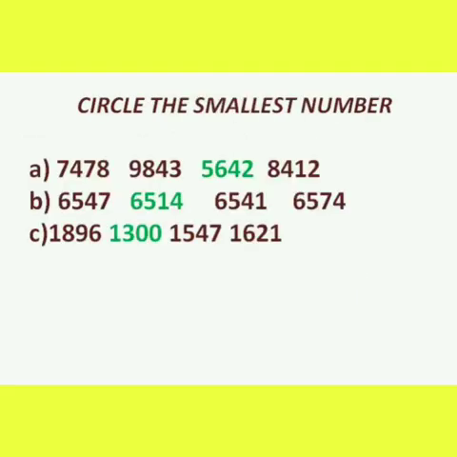Next, circle the smallest number. In the first example, 5642 is the smallest number by applying all the 4 steps we have discussed already. For the second one, 6514 is the smallest number. For the third example, 1300 is the smallest number. In this way, we have to compare all the numbers. Okay, children?